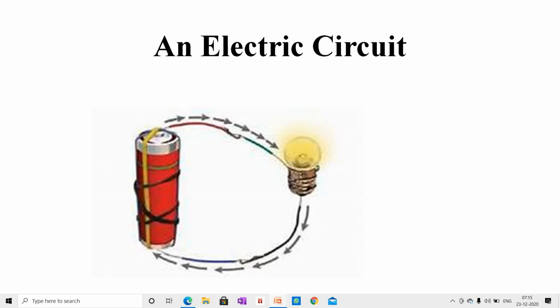The electric circuit provides a complete path for electricity to pass between the 2 terminals of the electric cell. The bulb glows only when current flows through the circuit. In an electric circuit, the direction of current is taken to be from the positive to the negative terminal of the electric cell as shown.